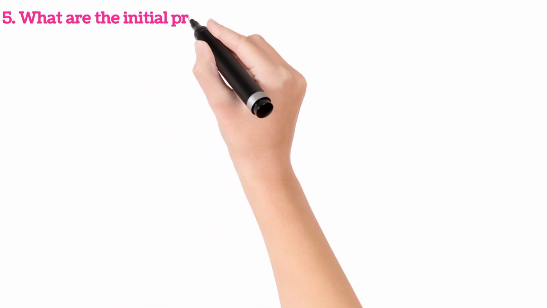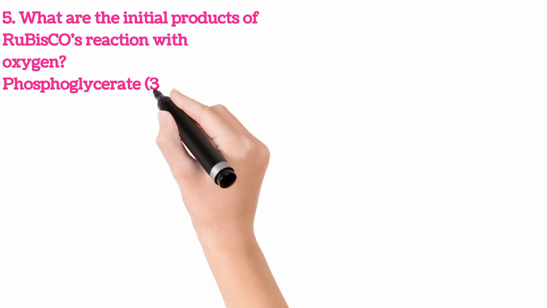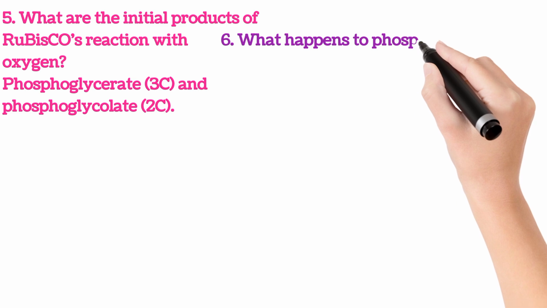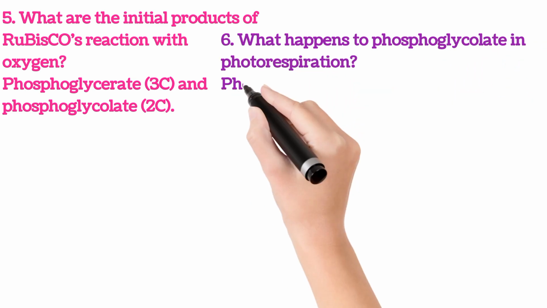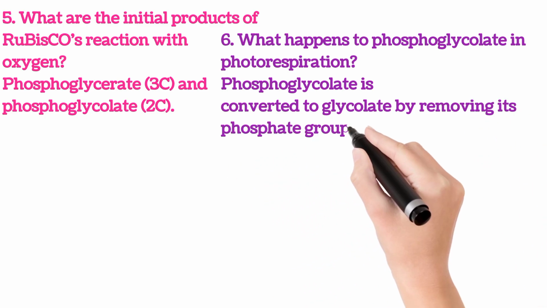5. What are the initial products of RuBisCO's reaction with oxygen? Phosphoglycerate, 3C, and phosphoglycolate, 2C. 6. What happens to phosphoglycolate in photorespiration? Phosphoglycolate is converted to glycolate by removing its phosphate group.